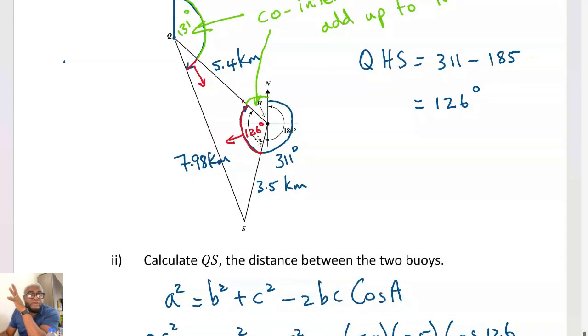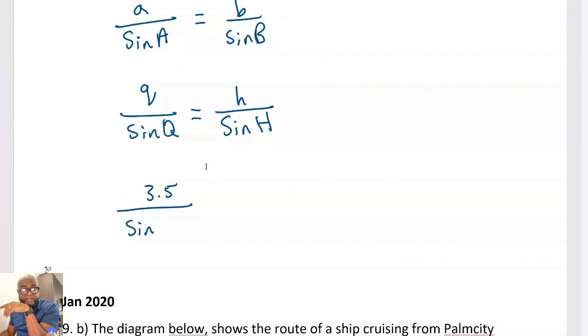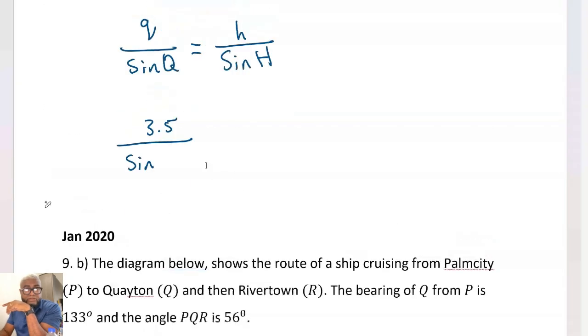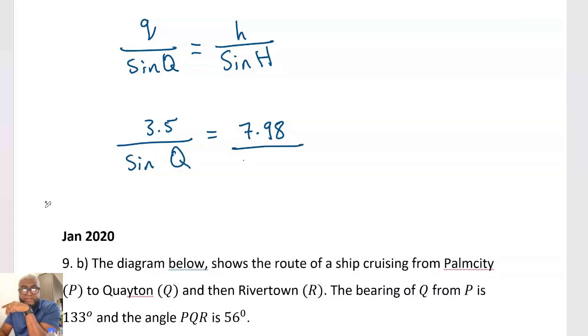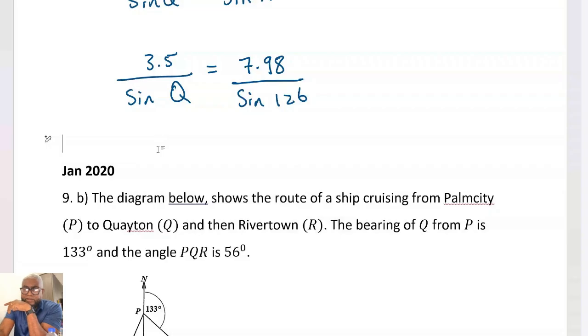So let me just leave that as capital Q. What's capital H? That's common h. The commons would be the sides, the capitals would be the angles. Very good. 126. Common h would be 7.98, right? So we're leaving this as Q, and this will be common h, 7.98, and capital H was 126. All right, proper.